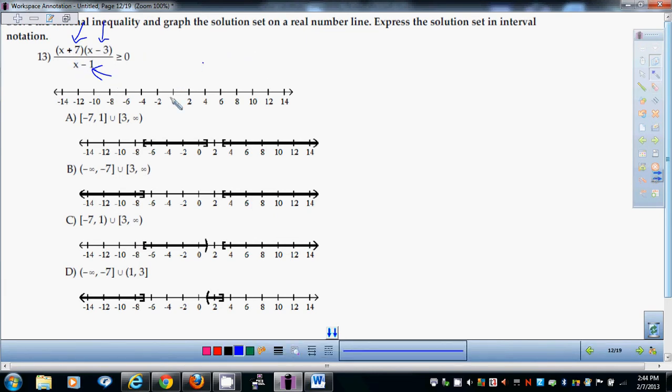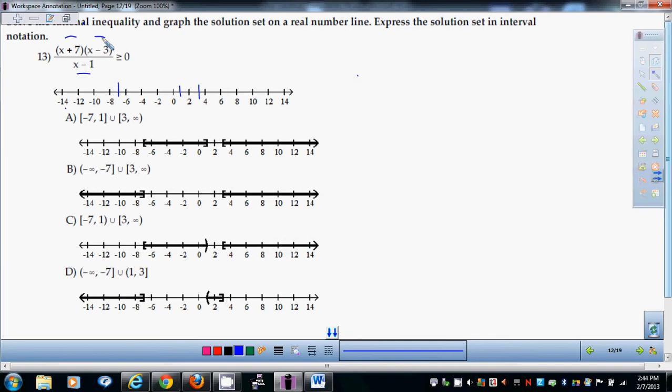Okay, so plugging in a number less than negative 7, like negative 10. Negative 10 will give me a negative, and a negative. A negative times a negative is a positive. Positive divided by negative is a negative. Is a negative greater than 0? I don't think so. That's false.